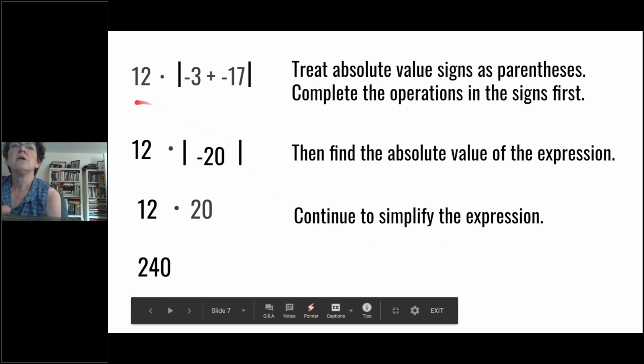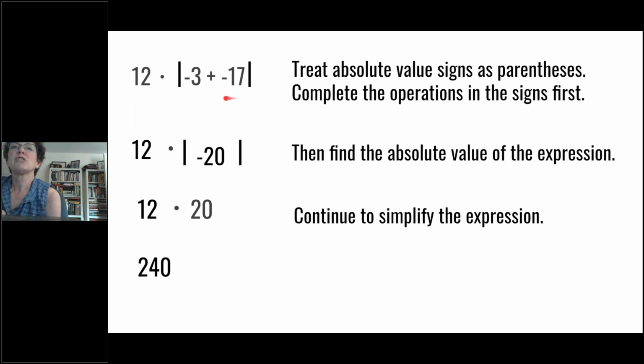Let's look at another situation. So if you have absolute value in an expression where you've got an actual math operation, you treat these as parentheses and complete the operation inside the sign first. So do what it's telling you, just as if this were in parentheses. -3 plus -17. We know if we start at -3 and we add 17 more negative numbers, we'll arrive at -20.